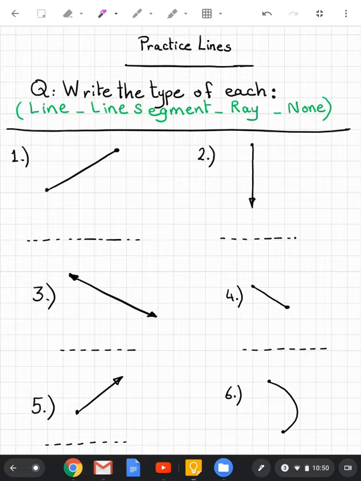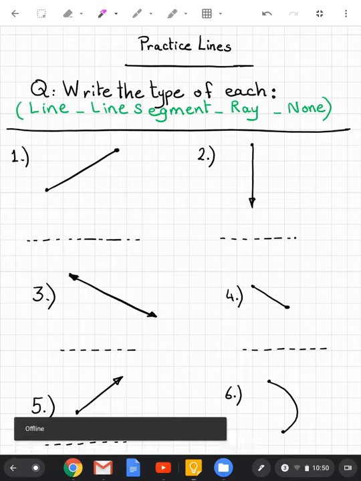Let us see our first question. Here, write the type of each: line, line segment, ray, or it's none of these. Here, the first shape we have, it has a start point, has end point, and it's straight. So what do we call this? We call it line segment, as we said before.